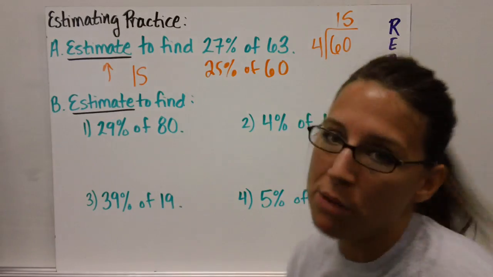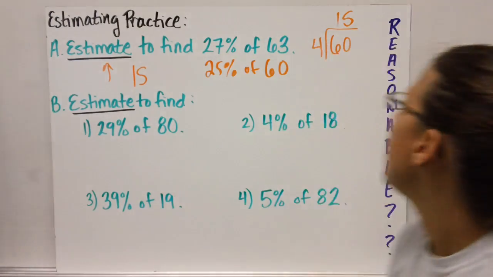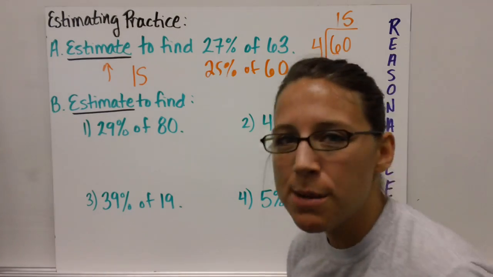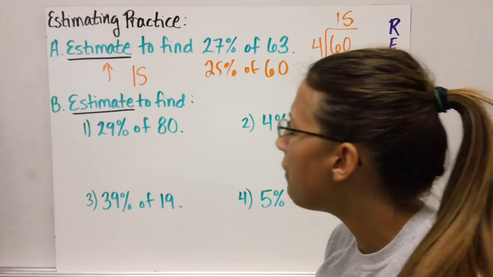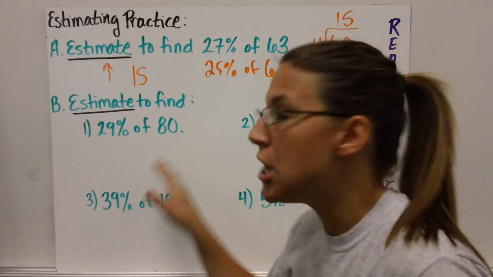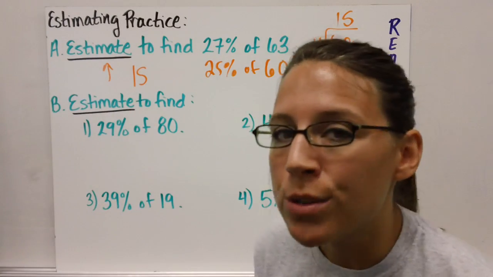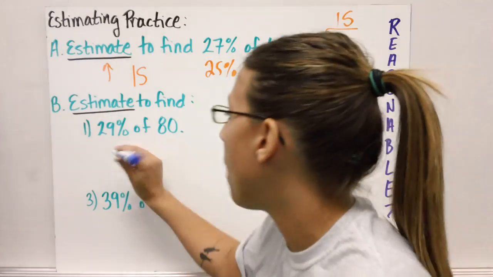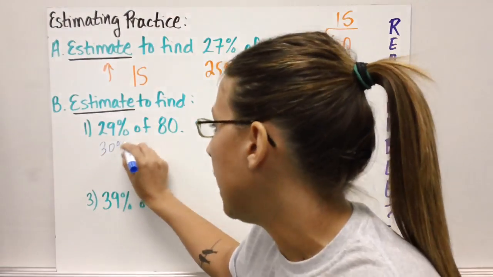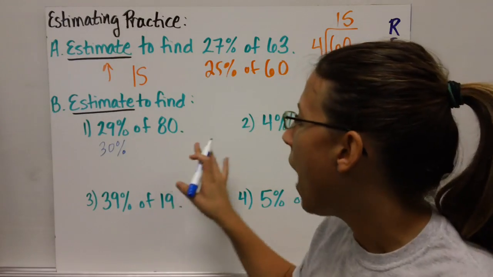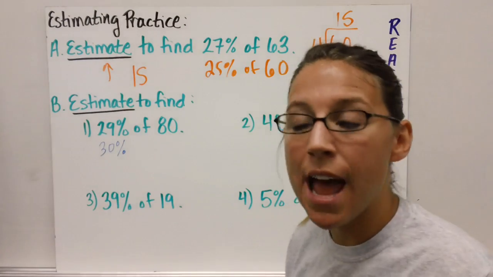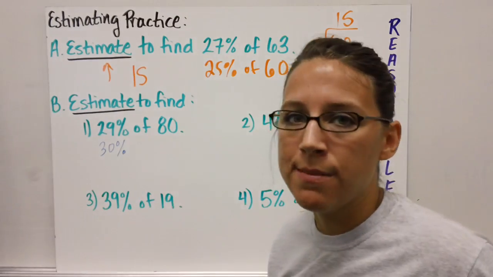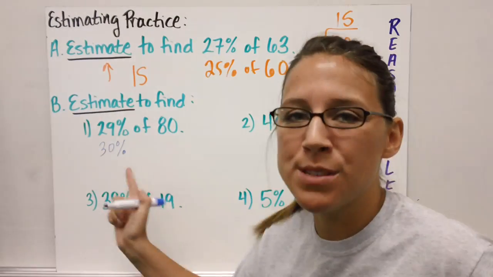Estimate to find. We've got 4 quick problems here. And what I want you to think about is, is my solution reasonable? And I'll talk to you about how to figure that out here. If I'm finding 29% of 80, 29% is close to 30%. So we're going to use our 10% method. I want you to think 30%. So how do I find 30%? Well, if I find 10% first, then I can go anywhere with it. And I remember that 10% times 3 is 30%.